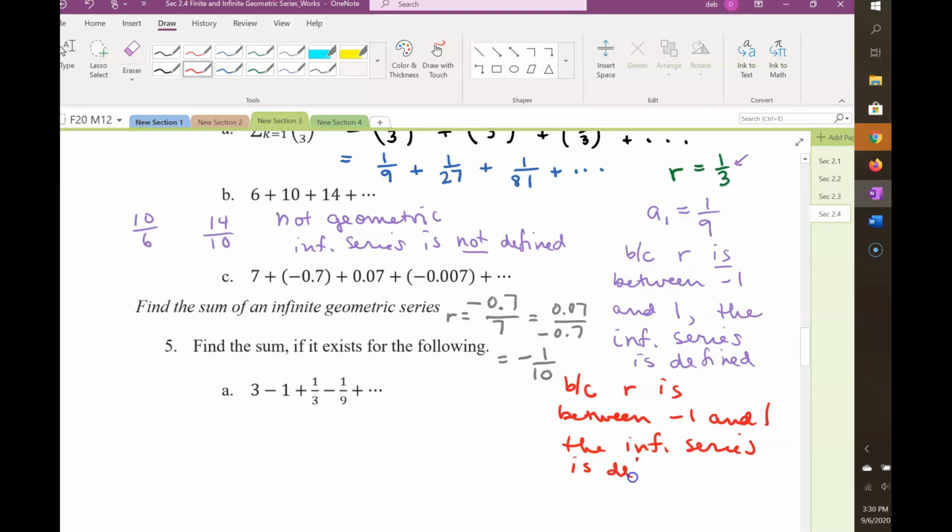And I know Knewton doesn't make you write out all this, but I always will, so you may as well get in the habit of it. And when you're doing your homework, use good math practice.